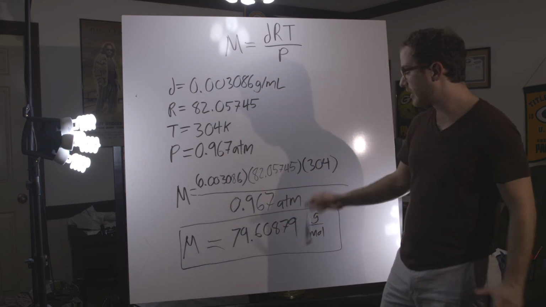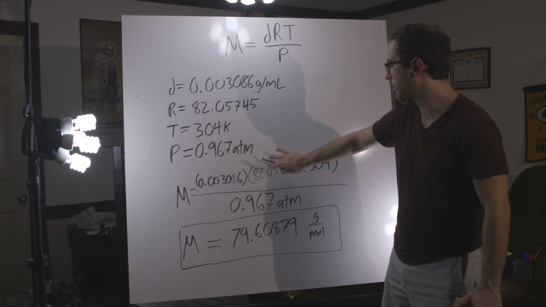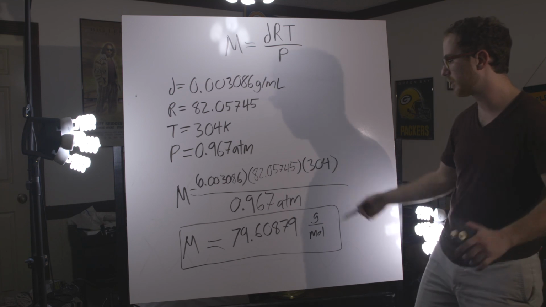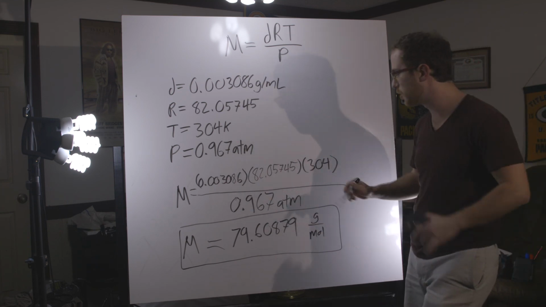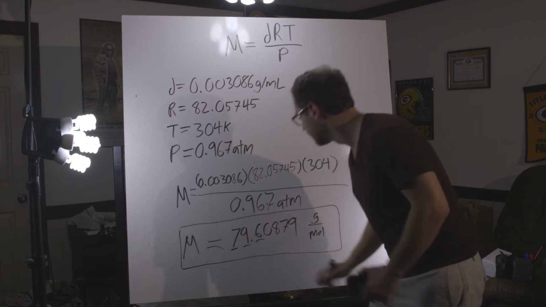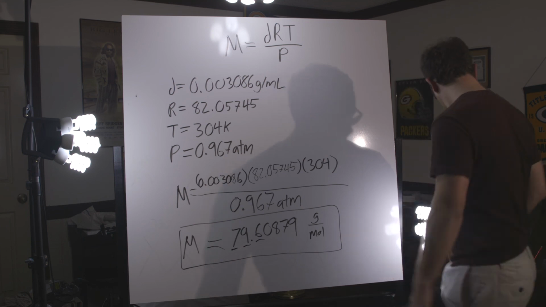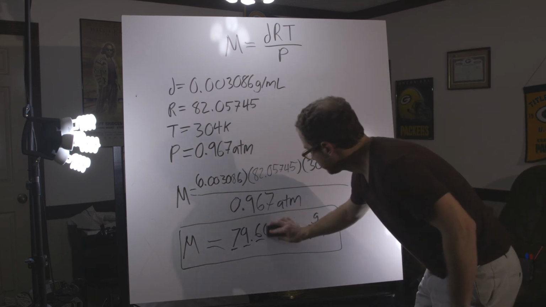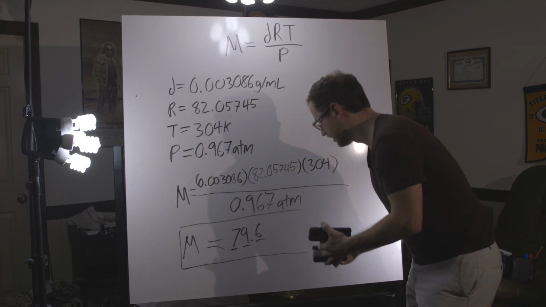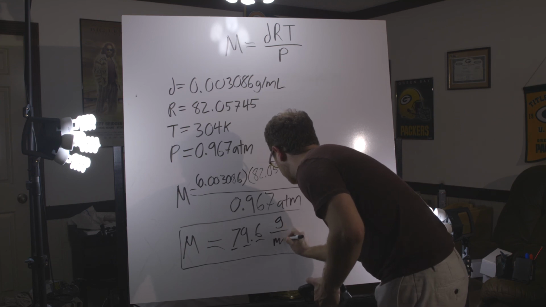We have to figure out how many sig figs we need. If we look at our density, we got 4. Our constant, we don't worry about. Here we have 3. Here we have 3. Whenever we multiply and divide, we want to use the least total, and that would be 3 sig figs. So if we round to 3 sig figs, we get 79.6. Let me erase this last bit, and I'll move the unit over, and there's our answer: grams per mole.